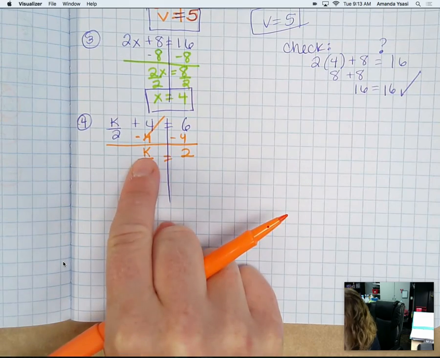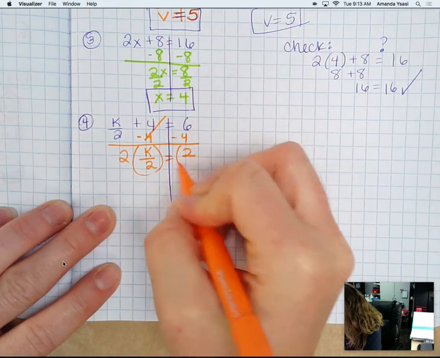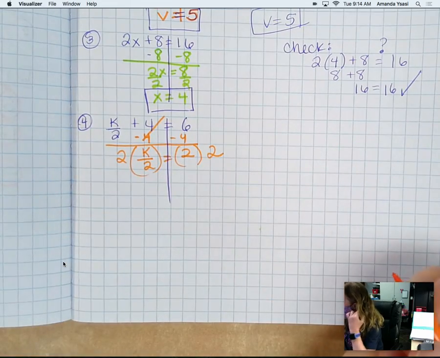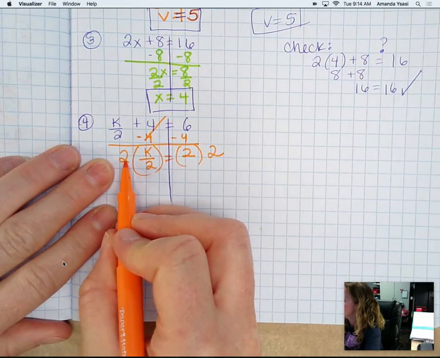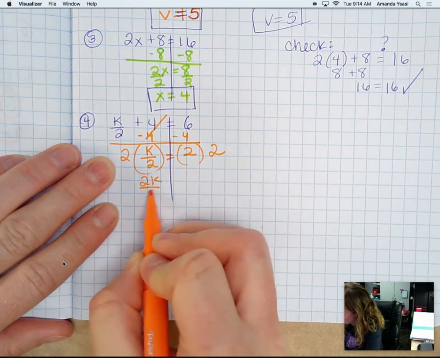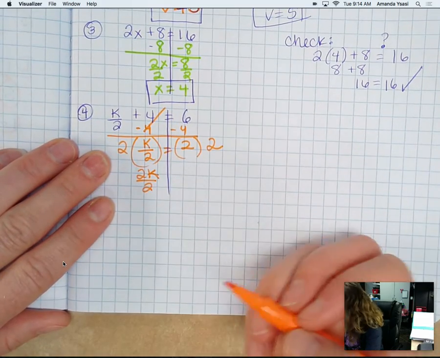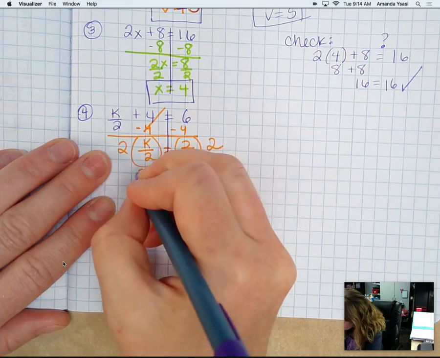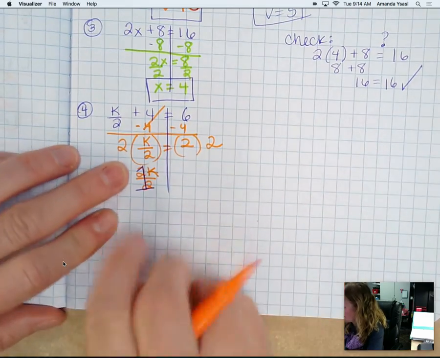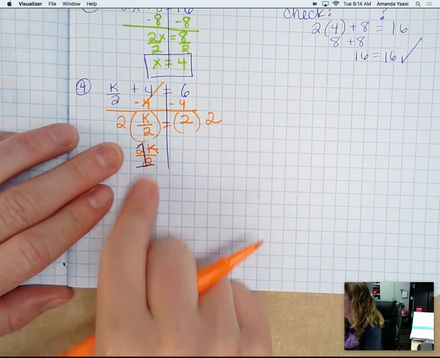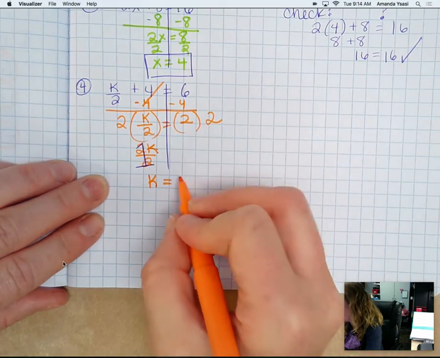What's the inverse of divide by 2? So we're going to multiply both sides by 2, and I put parentheses around it. So what happens here is this is 2k over 2. But 2 divided by 2, what does that equal? 1. So I mark out this 2 over 2 with a 1, leaving us just k equals 4.